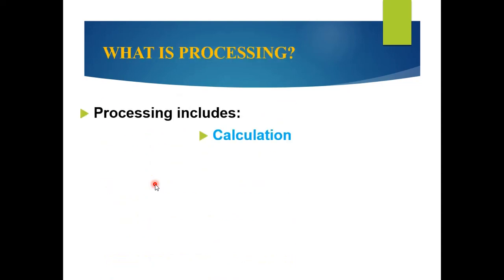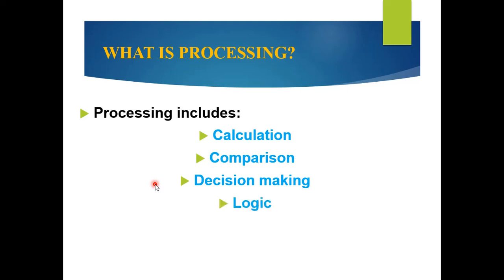Processing includes calculation. Calculation means addition, subtraction, multiplication, division. Then comparison, which means whether the data is equal to, greater than or less than, zero, positive or negative. We will compare the data. Then decision making, which is branching to a different path depending on a condition. Then logic means the sequence arrangement, the order or the flow of steps to be followed to get the desired result. These all come under processing.